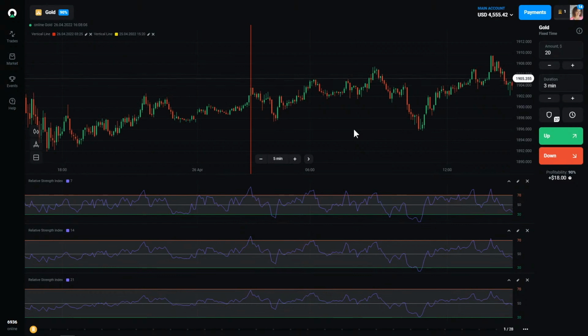Just the same, we have the same story, but for the upper boundary to enter a down trade. Once again, you want to see the 21 RSI approach the 70 mark. We want the 14 and 7 RSI to already be in the overbought area and for the line to be crossing the 70 mark to the downside. And as you can see, the price did decrease.